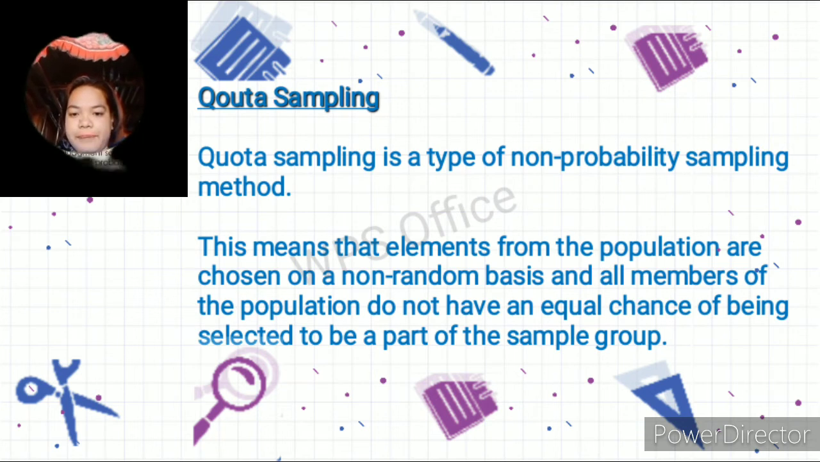So, quota sampling. Quota sampling means that elements from the population are chosen on a non-random basis and all members of the population do not have an equal chance of being selected to be a part of the sample group. So this is where you take a very tailored sample that's in proportion to some characteristic or trait of a population. For example, if your population consists of 45% female and 55% male, your sample should reflect those percentages.